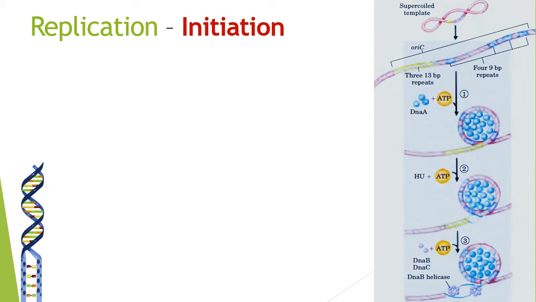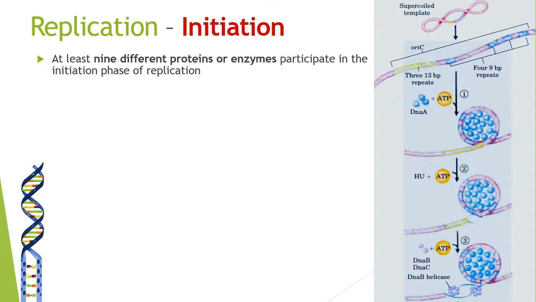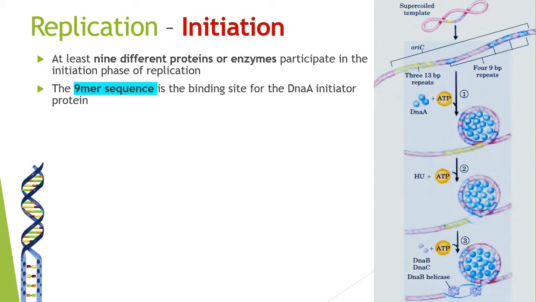So the initiation of the replication happens in 3 steps. First, the replication machinery has to identify these nonamers and these 13-mers. At least 9 different proteins play a role in the initiation phase of replication in prokaryotes. The 9-mer sequence is the site at which the first proteins bind. Those are the DnaA initiator proteins, as you can see in the accompanying diagram.